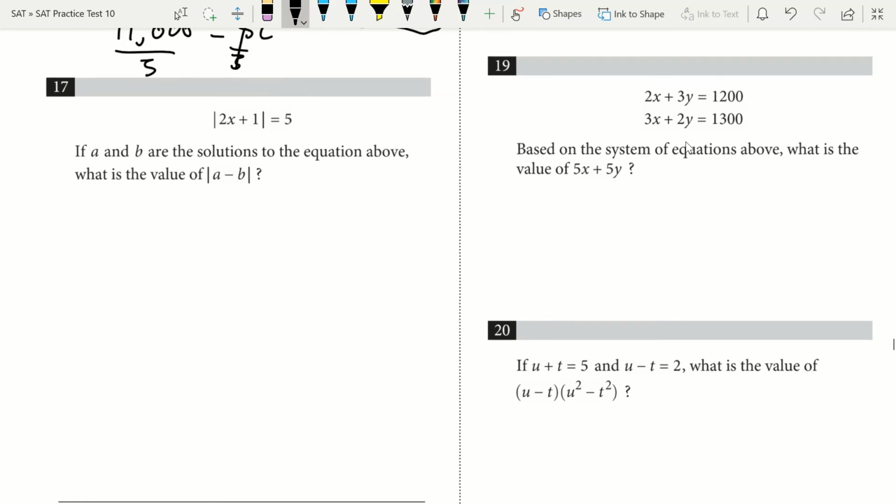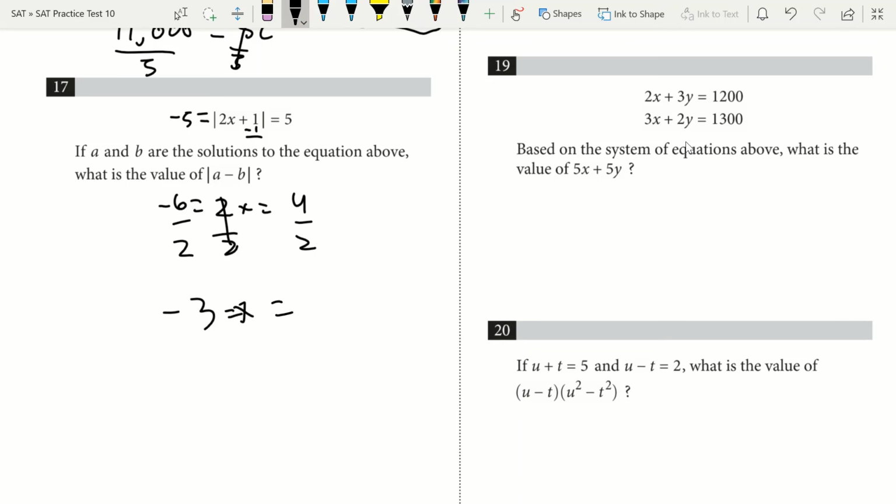Question 17. If A and B are the solutions to the equation above, what is the value of A minus B? Alright, so what I do for an absolute value equation is I set it equal to that -5 to solve, right? To solve for each solution. So now I'm going to go ahead and subtract 1 from each side. When I subtract 1 from each side, I'm going to get 2x equals 4 and equals -6. So now I'm going to go ahead and divide each side by 2, and I see that x will equal -3, and it will also equal 2.